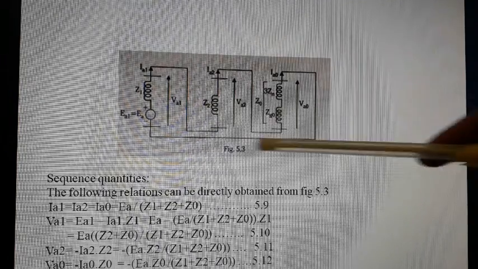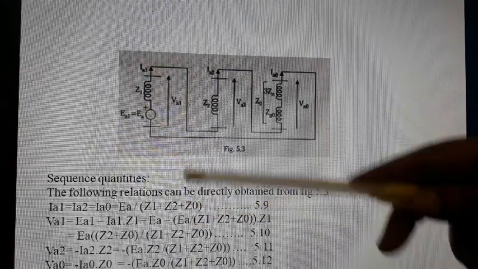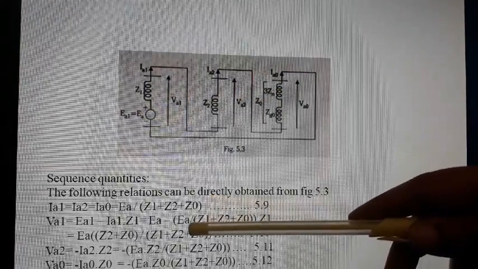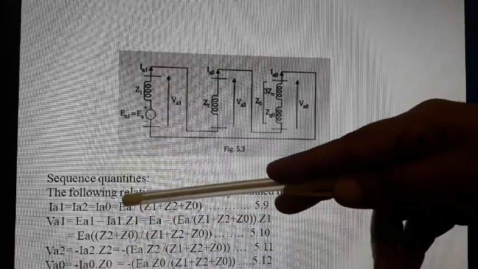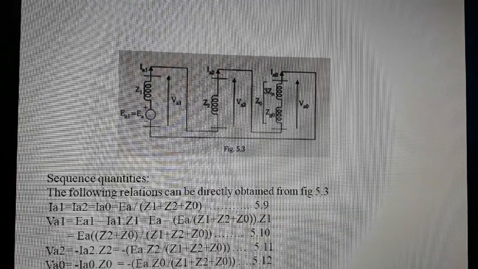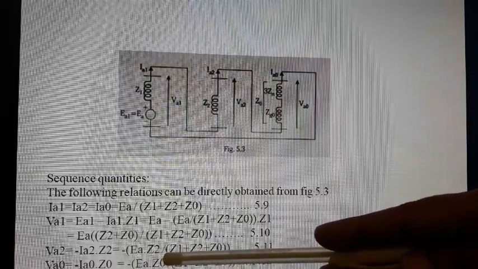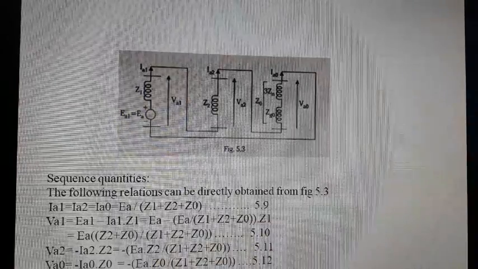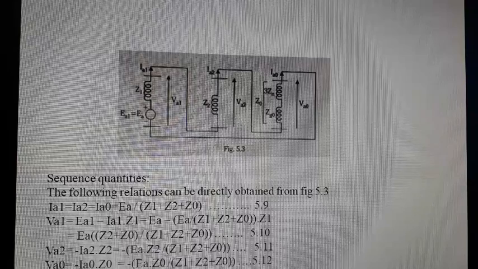Now we can also write the equations from this figure: IA1 is equal to IA2 is equal to IA0 is equal to EA divided by Z1 plus Z2 plus Z0. Then VA1 is EA minus IA1 Z1. Substituting the value of IA1 that we found, EA divided by Z1 plus Z2 plus Z0, we get VA1. Similarly, VA2 is minus IA2 Z2; substituting the IA2 value, we get this equation. Similarly, VA0 is minus IA0 Z0, substituting the IA0 value from here, we get the equation for VA0.